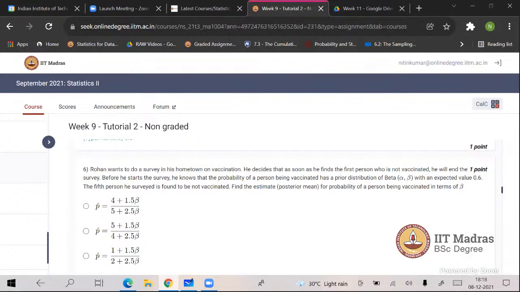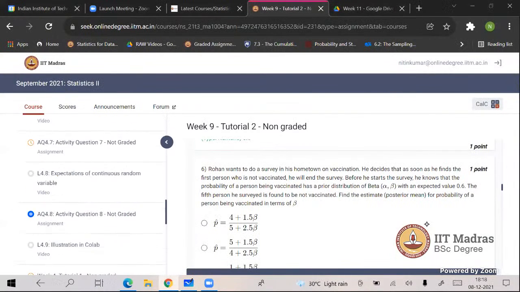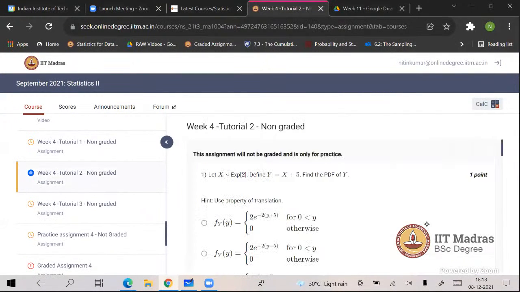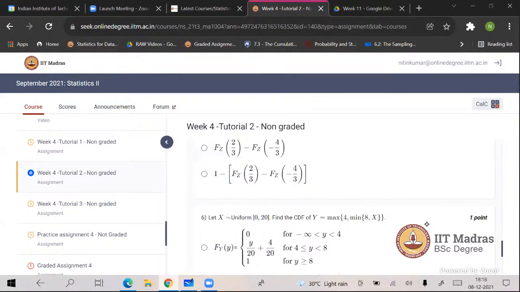Yeah. Actually, the PDF of geometric is (1 minus P) to the power n minus 1 into P. So I think I was doing it wrong there also, maybe. Thank you, sir. Sir, that question was week 4, tutorial 2, last question. Okay, that question we have already discussed, right? Or we didn't?